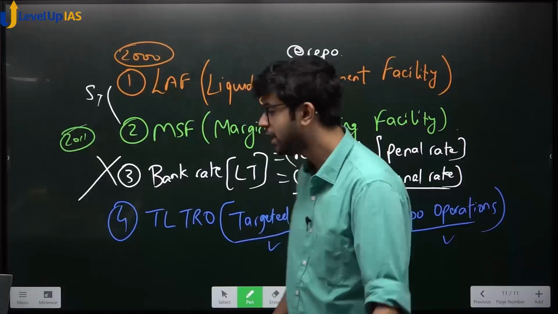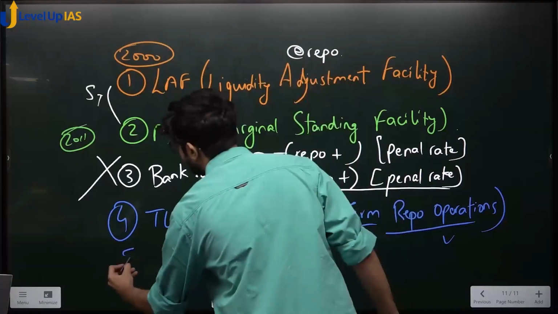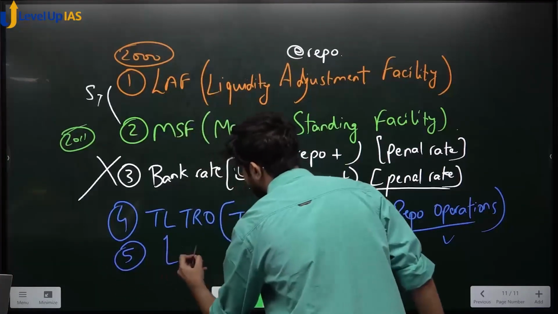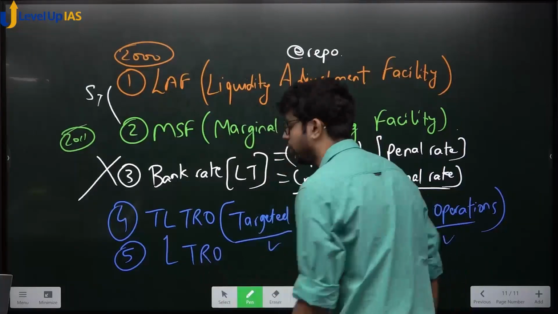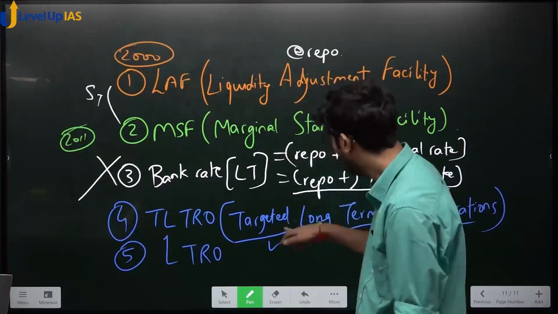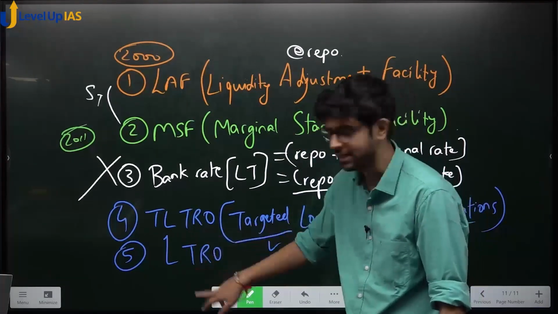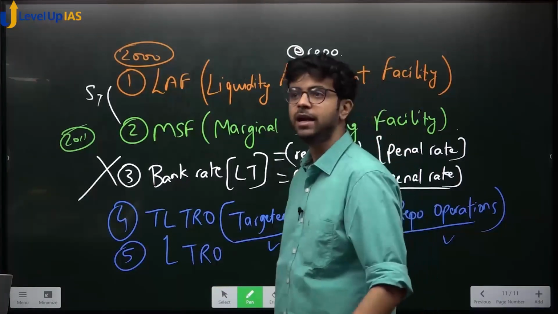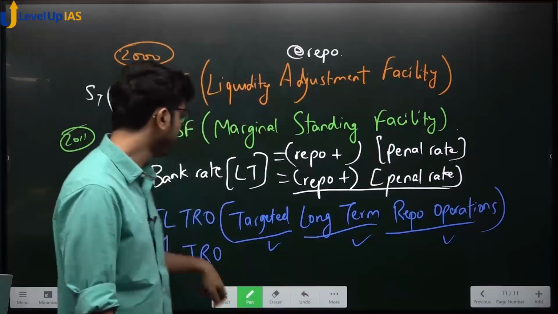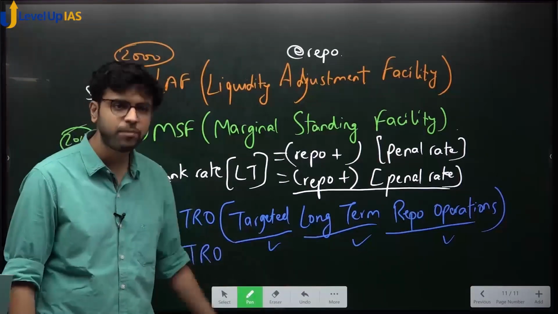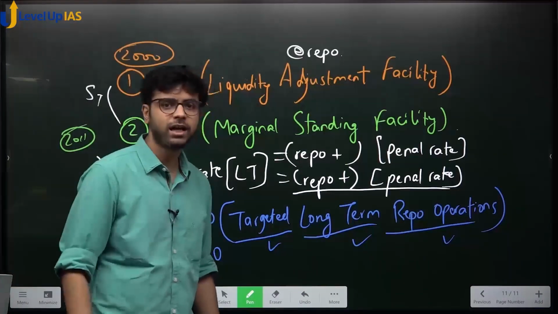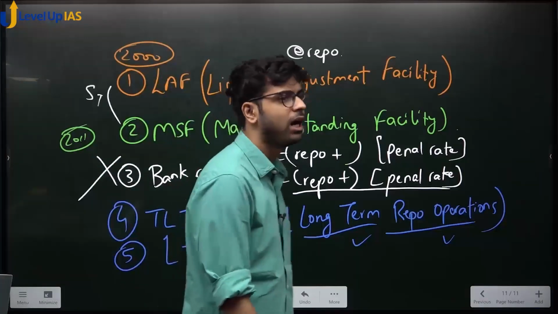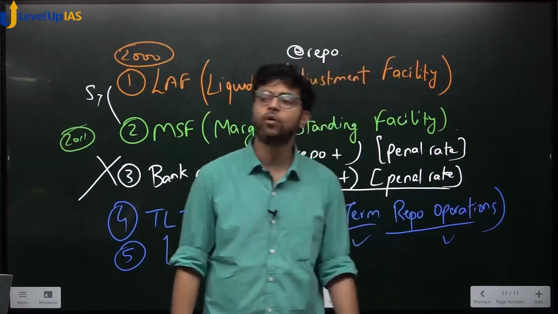Now, very closely related is something else: LTRO. What do you think is the full form of LTRO? Long-term repo operations. Targeted is missing. The difference between TLTRO and LTRO is that RBI realized that specifically targeting these people is benefiting only them, but the overall economy is in bad shape.